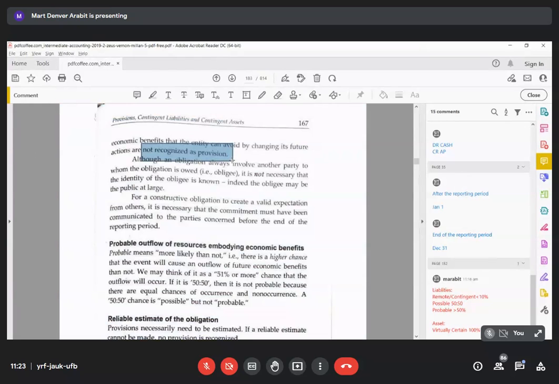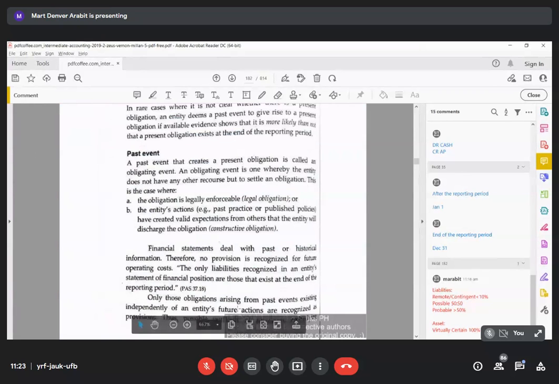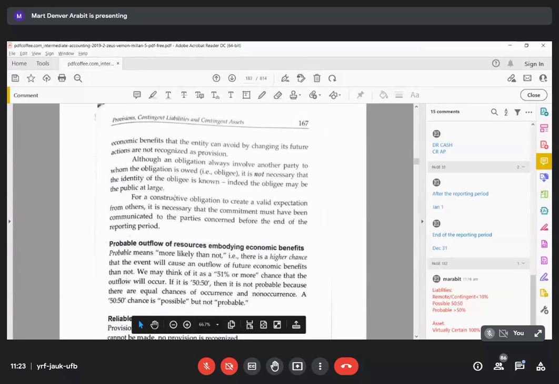Okay, so again, as stated dito, only those obligations arising from past event existing independently of an entity's future action. So since you will only be penalized kung itutuloy mo lang yung process mo, di ba? So if you have changed your process after the legislation has been passed, then you should not record a provision. Okay. Any question?